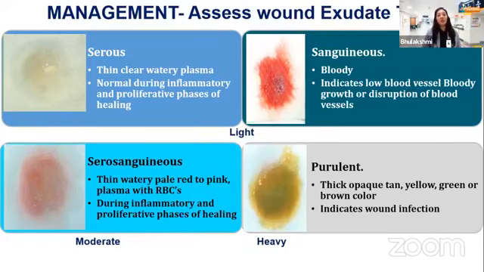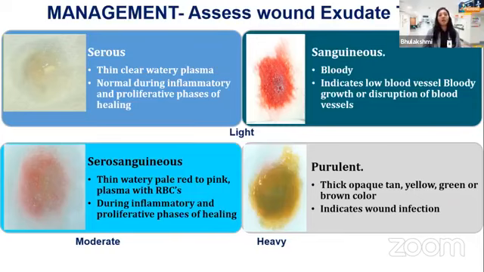And when it comes to the management, suppose there is already a pressure ulcer. So how do we manage that pressure ulcer? There will always be a wound. So we have to assess the wound: what type of exudate, what type of tissue, whether it is healing or whether it is deteriorating. That assessment is required for us.